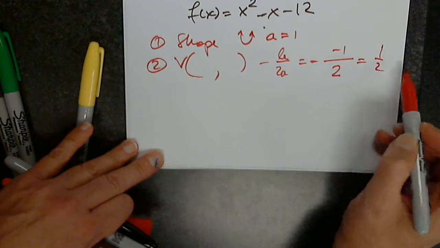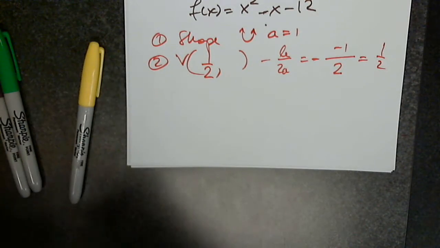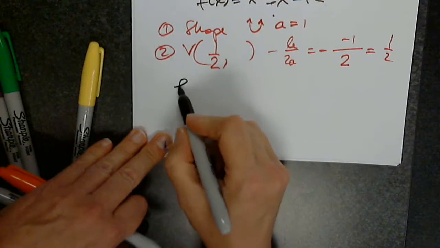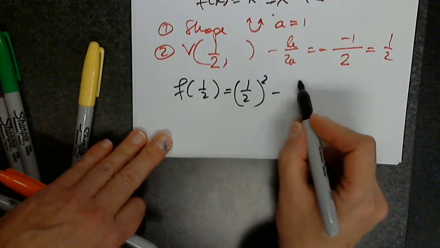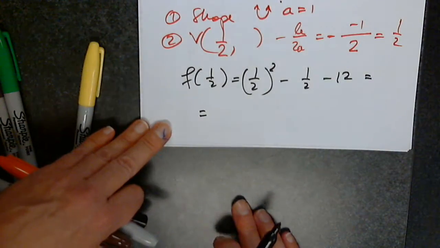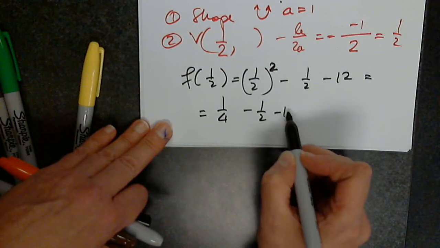Very good. So I have the x coordinate is 1 half. How do I find the y coordinate? Very good. So then f of 1 half equals 1 half squared minus 1 half minus 12. How much is 1 half squared? Very good. Minus 1 half and minus 12.